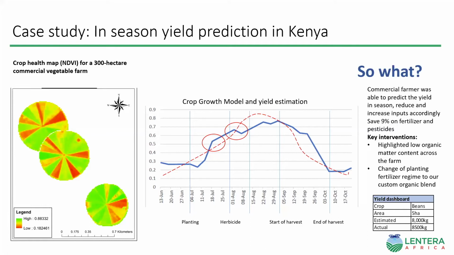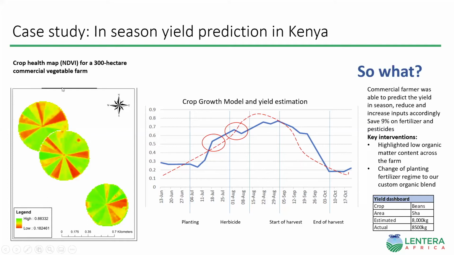On this slide, we have a look at one case study. On the screen, we can see the case study is for a field, so it's for in-season yield prediction in Kenya. On the left side of the screen, we have a crop health map for a 300-hectare commercial vegetation farm. That's also a very good example of an NDVI map.